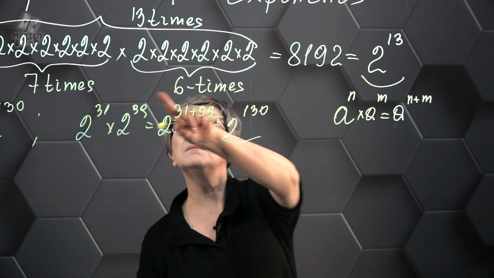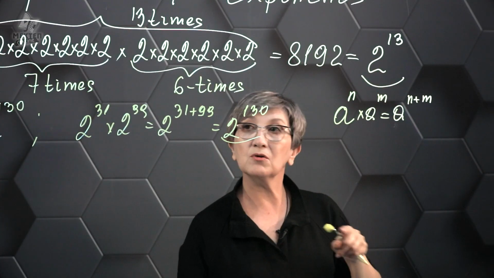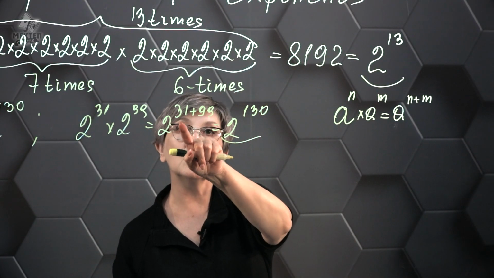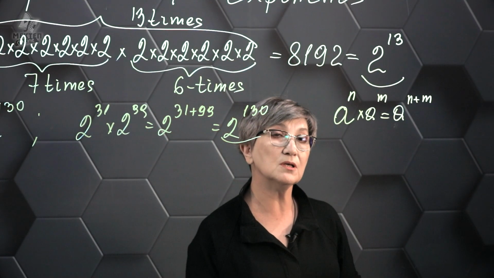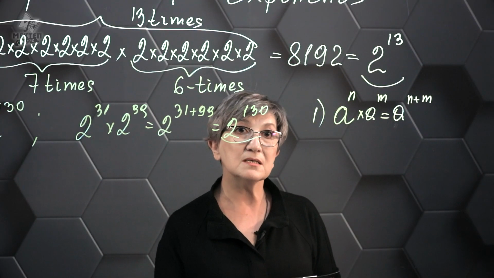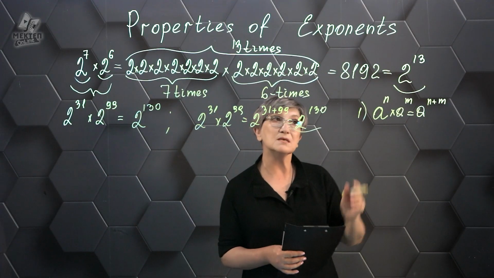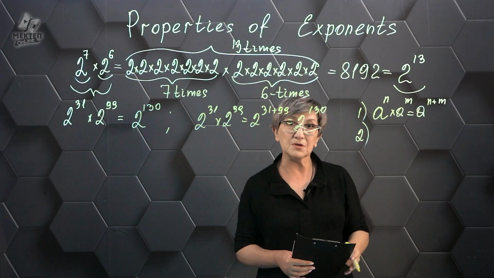I added 7 and 6 and I got 13. In the second example, I added 99 to 31 and I got 130. This is the first property of powers. There are several other properties of powers. Let's write them down.